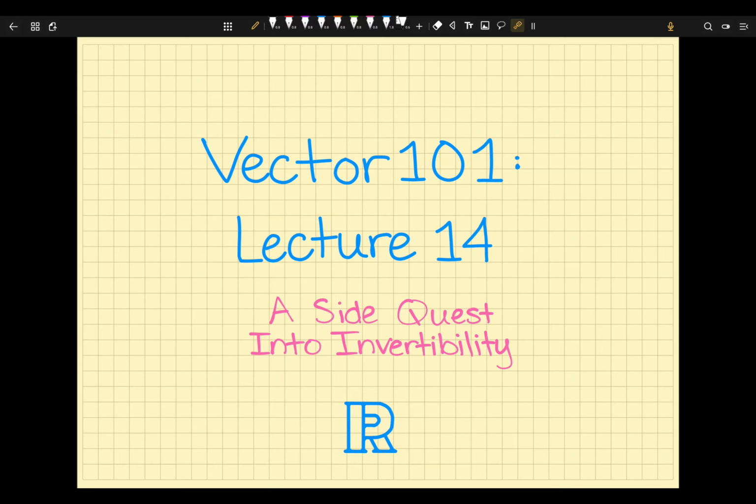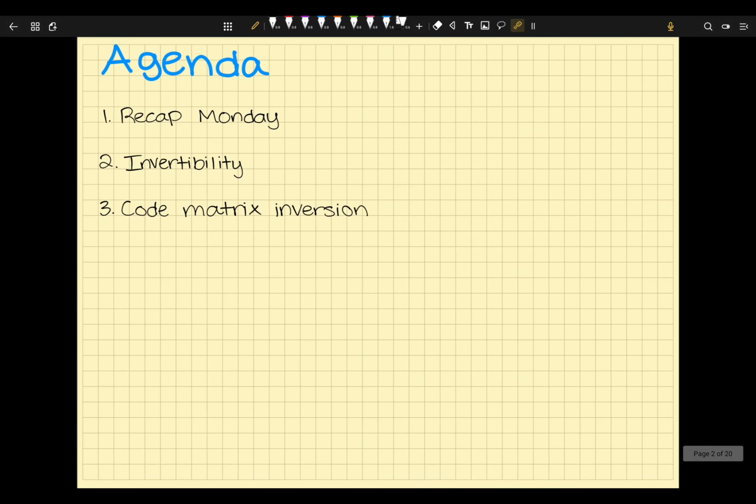So earlier on Monday in Lecture 13, we talked about the determinant, we talked about eigenvalues, and again last week we also talked about eigenvalues and eigenvectors, but I think we said all I really wanted to say about eigenvalues and eigenvectors last week. So this week, this is kind of why we're taking a bit of a side quest, still slightly related, at least to the determinant. All right, so then today's agenda is we're going to recap a bit from Monday, and then we'll get into our story about invertibility, and then we will code inverting a matrix.